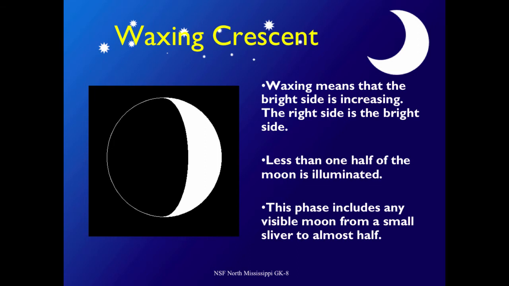So you'll need to draw that next to waxing crescent. And the crescent you can remember because this one looks like a backwards C. The waning crescent actually looks like a C.